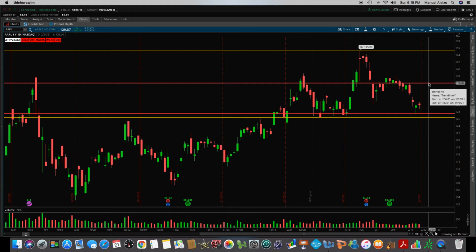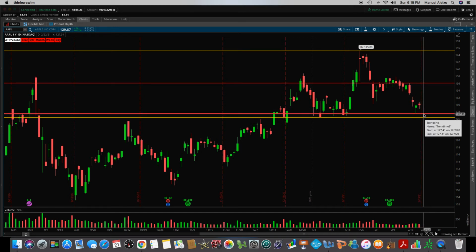136.01, it would have to really have a decent run in order to break last week's high. However, I don't know if Apple's going to break last week's low, which is 127.41, and then go back inside. Okay, so we've clearly identified the low of 127.41 as last week's low. If Apple breaks 127.41, 127.41 no longer becomes support.